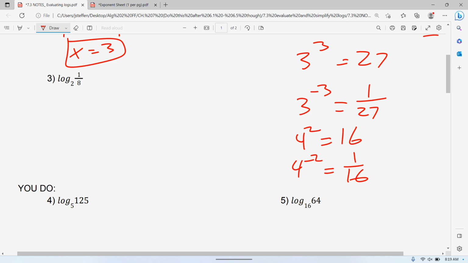Now going to number 3. So that means 2 raised to the x is equal to 1 over 8. It's a fraction. Hopefully you can think that it's probably going to be a negative. So again, I always ask myself, 2 raised to what number is equal to 8? Well, that's got to be 3. Well, if that's 3, then for 1 over 8, the answer's got to be negative 3.